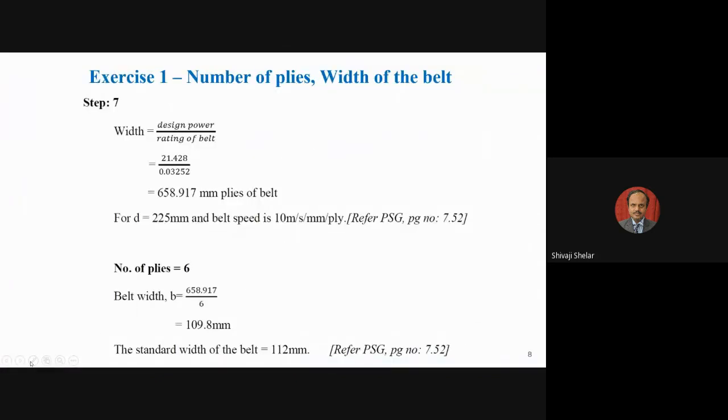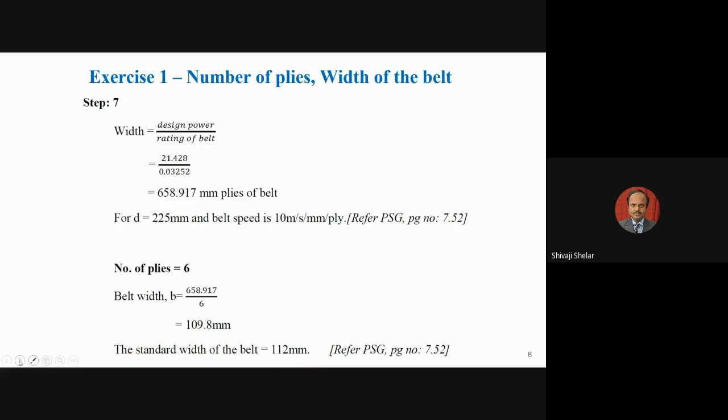We have now selected the number of plies as 6, and the width required was 109.8, and the standard width available for the 6-ply system from the PAG data book was 112 mm. So my final width of the belt: number of plies is 6, width is equal to 112. A high speed Dunlop belt having 6 plies and width 112 mm can be selected for this application.